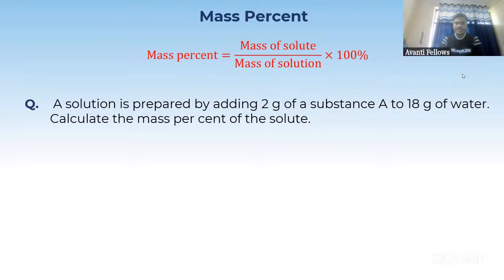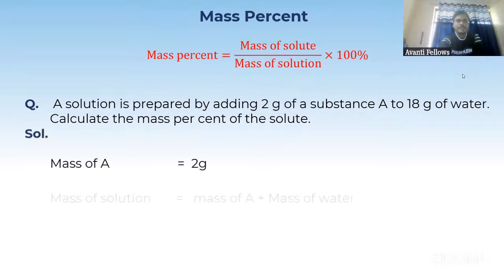First, tell me what all you can see in this. First you can see there is a solution, and how this solution has been prepared: 2 gram of substance A is added to 18 gram of water. It means water acts as a solvent here and this acts as a solute, right? Now they are asking to calculate the mass percentage of the solute.